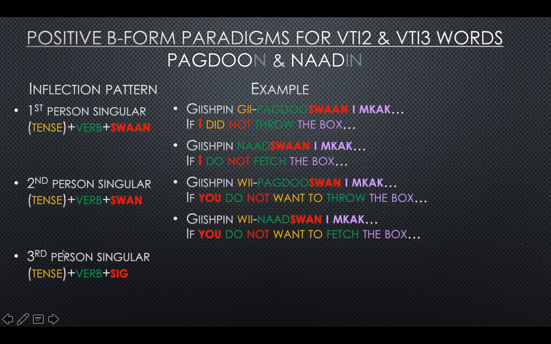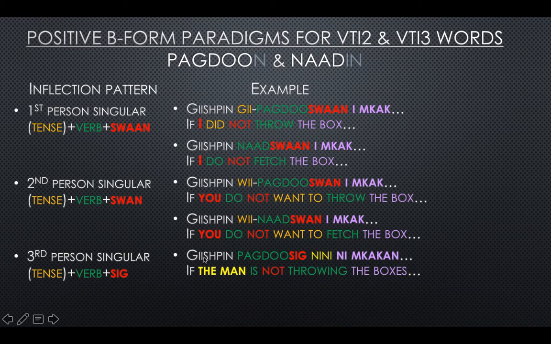Third person singular here. Just if there's a tense and then a verb and then sig. So gishben pugdo sig nine nimkakan. If the man is not throwing the boxes. So gishben means if. Pugdo, throwing. Sig is third person negative. Nene, the man. Nimkakan, the boxes.